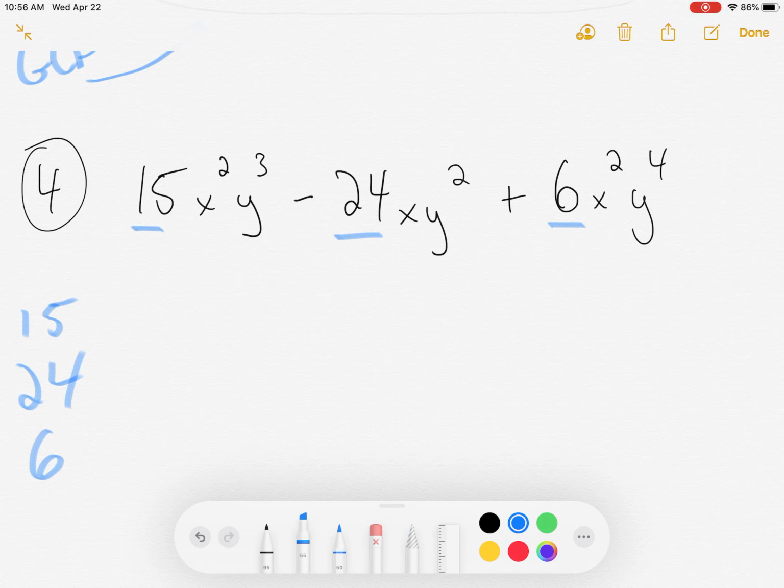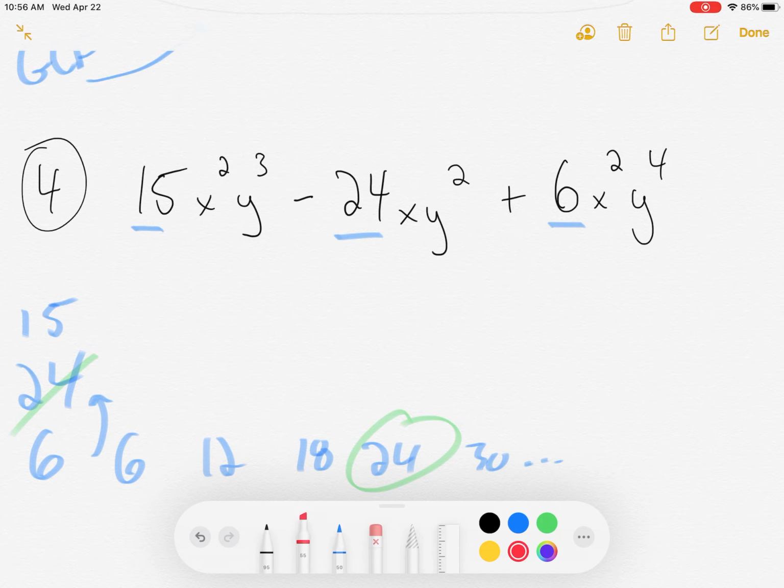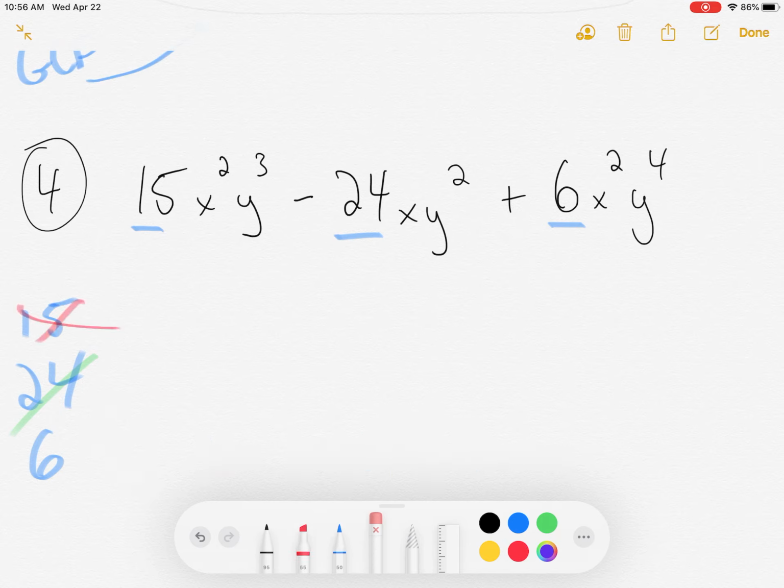Let's start with numbers. What number multiplies into 15, 24, and 6? I would just start with your lowest one. 6 goes into 24 because it's 6, 12, 18, 24, 30, and so on. So 6 multiplies into 24, but it does not multiply into 15. So my GCF can't be 6 because it goes into 24, but it does not go into 15. So now I need to look at another number. What other number multiplies into 6?